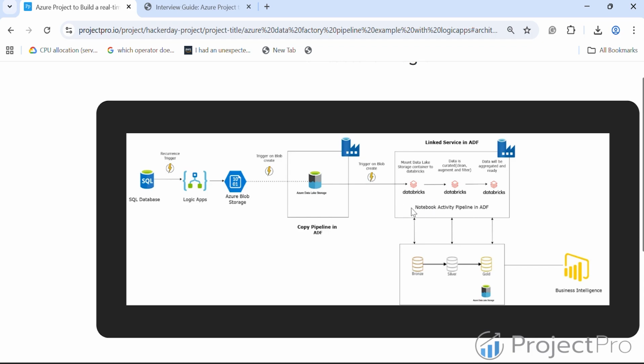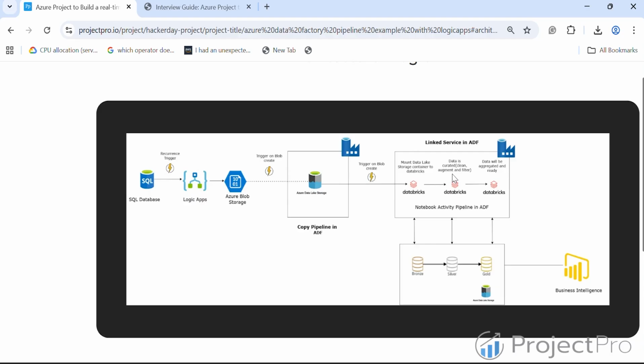The first layer we have is the bronze layer, where the raw data lives. We store this data as received from the source, so that if something goes wrong downstream, we can always go back to the raw data because it's our source for our real-time data. Then we have the silver layer.